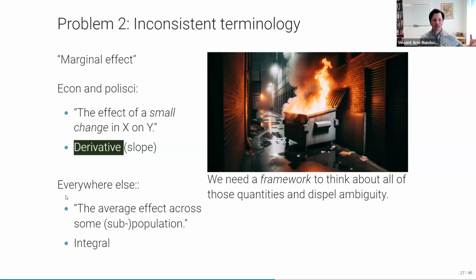But everywhere else, so in the life sciences or in statistics proper, when you talk about marginal effect, it's actually the average effect across some subpopulation. So marginal here means marginalizing, right? That's a process of taking the average across some dimension. And so in one case, we talk about the derivative. And in the other case, averaging is basically a form of integration. It's an integral. And in mathematics, derivatives and integrals are, of course, complete opposite operations. And so the term marginal effect here can mean two strictly, literally opposite things, which is completely crazy.